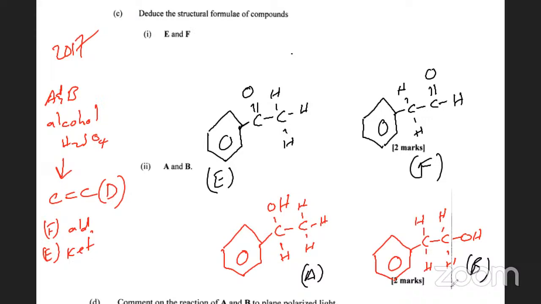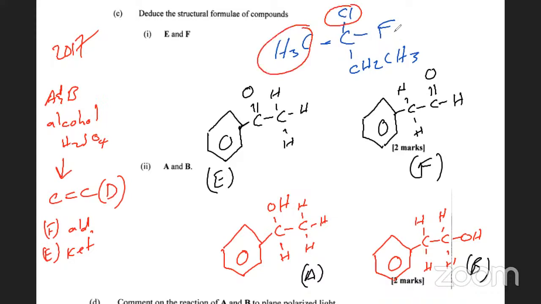Now, they ask us to comment on the reaction of A and B to plane polarized light. Basically, they want to know if any of them is chiral. So, do we have any chiral carbon? A chiral carbon is a carbon with four different things attached. So, this carbon has four different groups attached to it. This is a chiral carbon because it has chlorine, methyl, fluorine, and all of this is a group. So it has four different groups, so it is chiral.